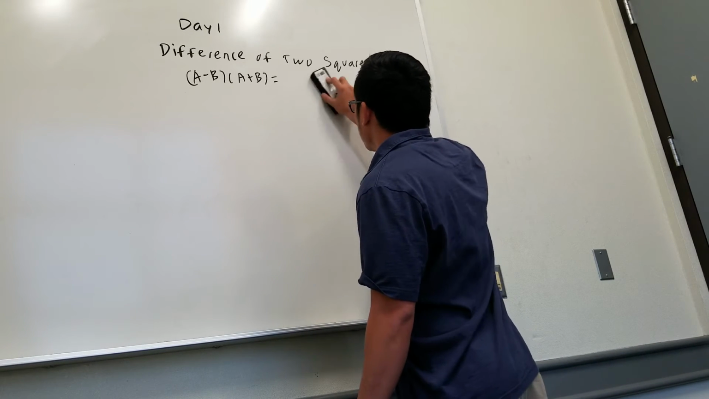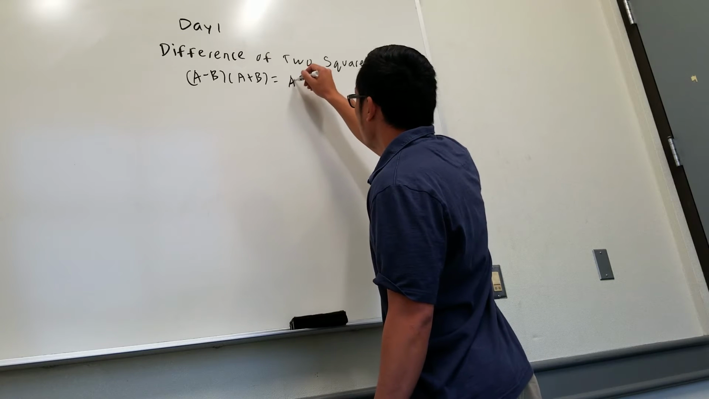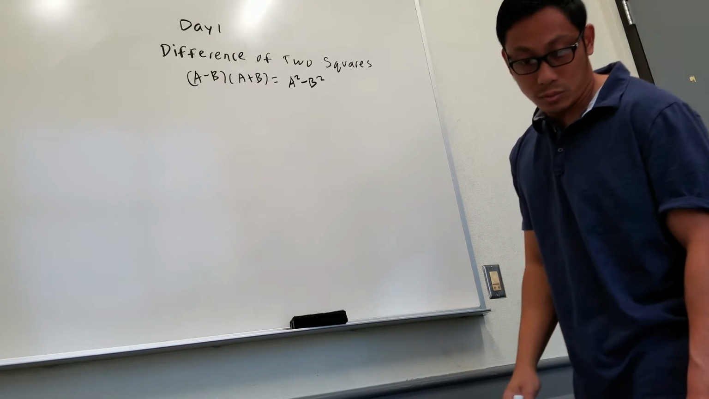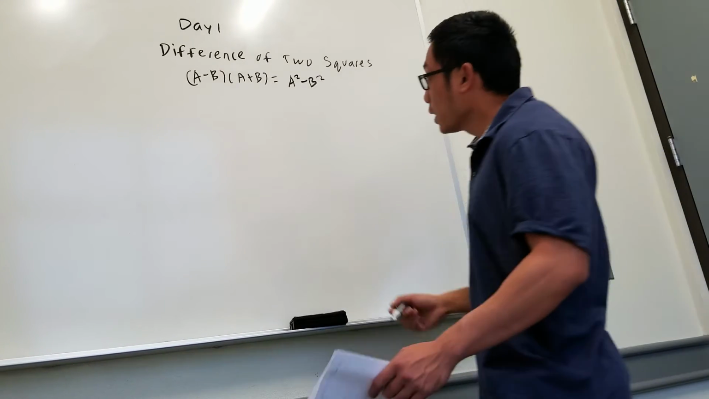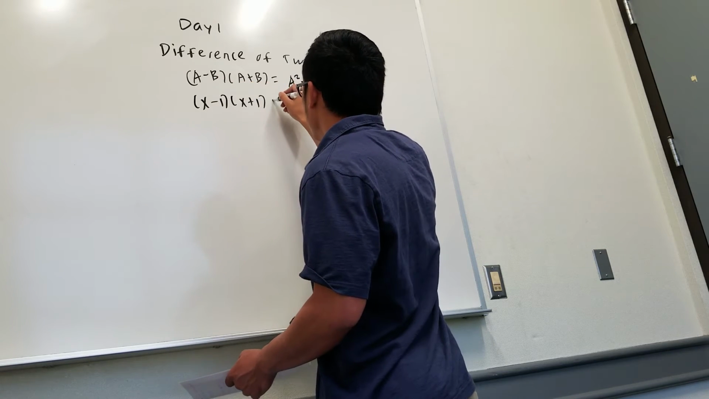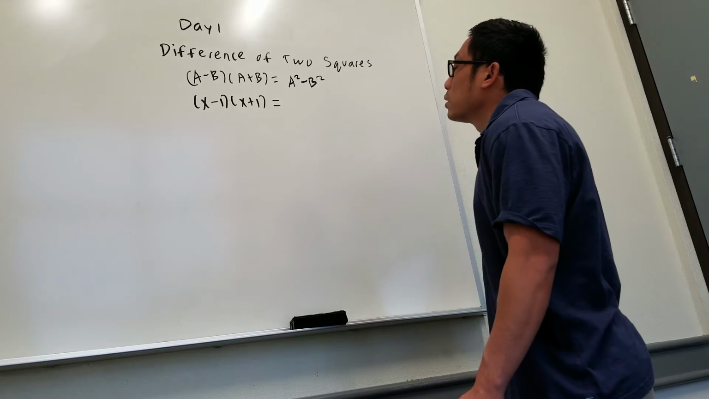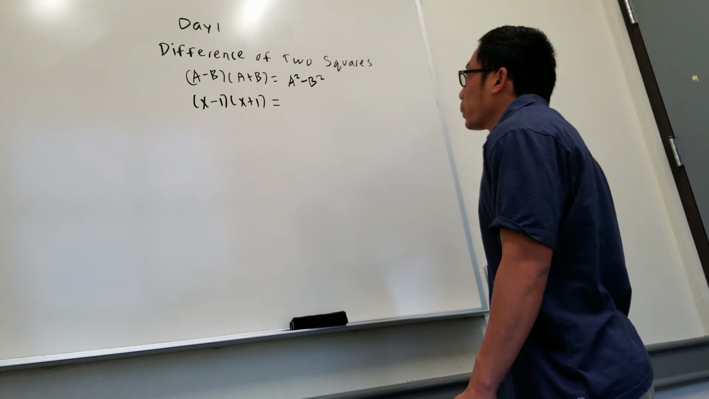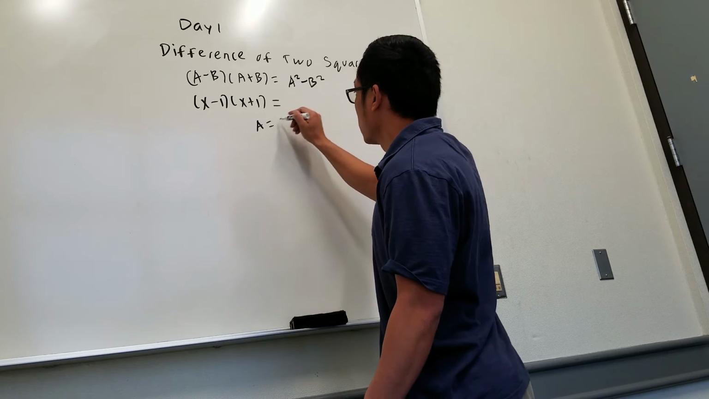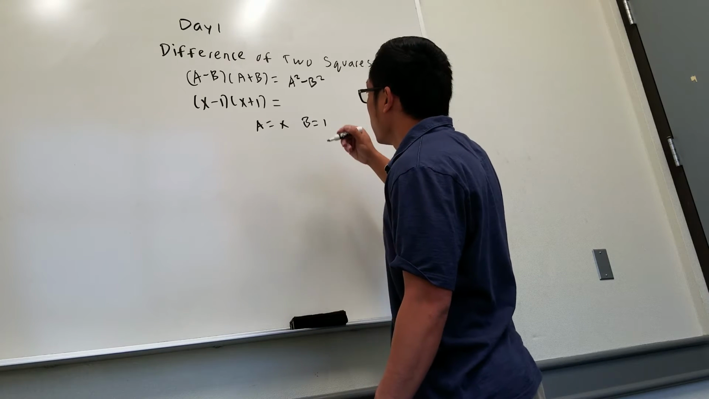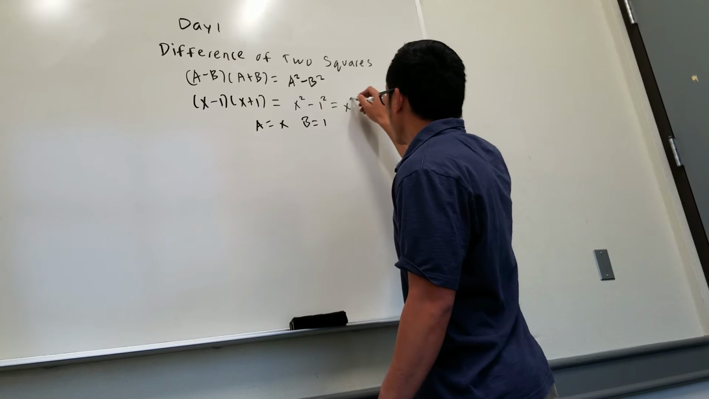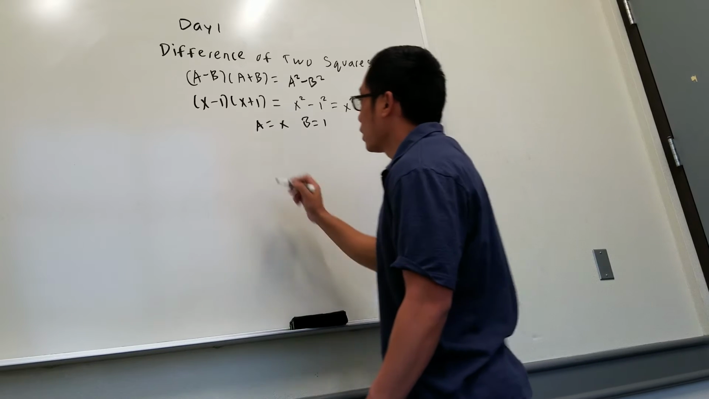So let's do this. You have a squared minus b squared. All right? So we have x minus 1, x plus 1. Okay, so let's see. How do I do this? Identify what a is. A is equal to x, b is equal to 1, right? So we just apply it. We have x squared minus 1 squared, which is going to be x squared minus 1. Okay, why don't you try it out?